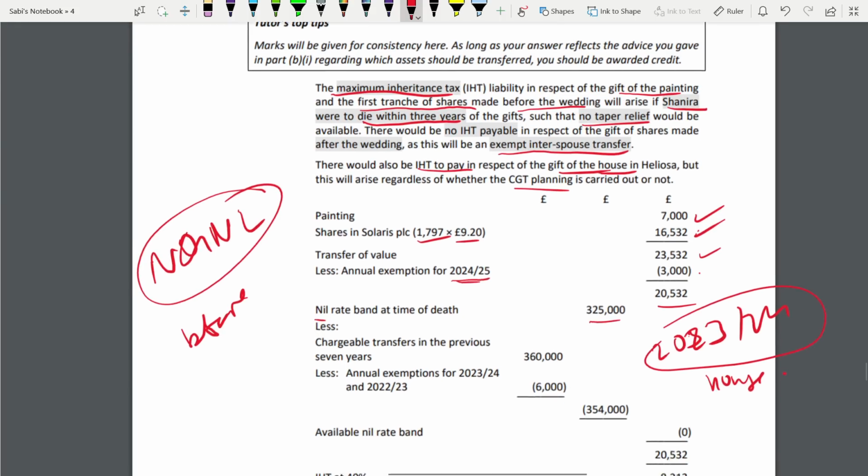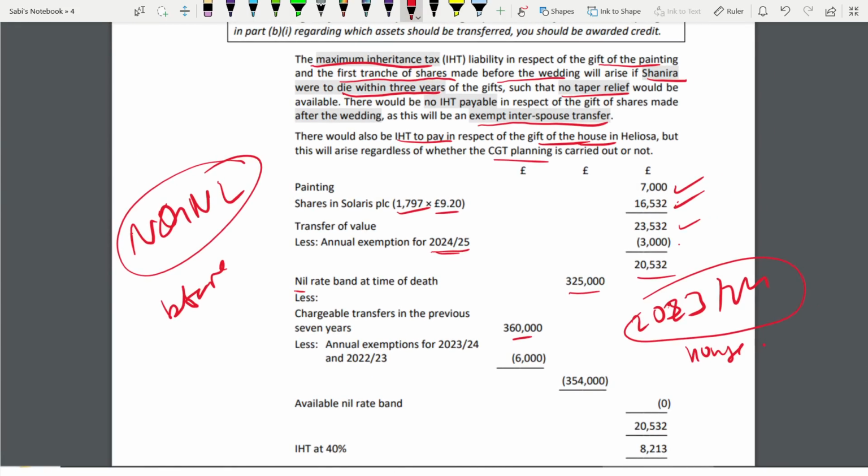We have given a house. What is the value of the house? 360. It's a chargeable lifetime transfer in the previous 7 years. Annual exempt amount, this and the previous year, 6,000. So if you see this one is more than this, that means no nil rate band is available for you.